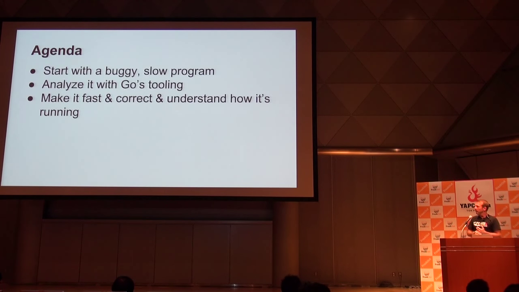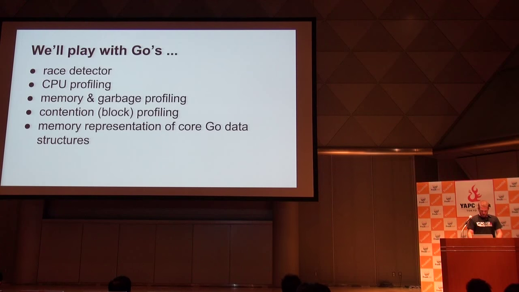So what we're going to do here, after I'm done with the slides, is we're going to start with a slow, buggy program, and we're going to use Go's tools to find out why it's buggy, why it's slow, and then make it fast and correct. So we'll be using Go's race detector, the CPU profiling, memory and garbage profiling to figure out why the garbage collector is running, which causes CPU usage. And then we'll use the contention profiling to figure out why your threads aren't being utilized enough. And then I'll talk about Go's low-level internals, which are pretty simple, and you want to understand them to understand how your program works.